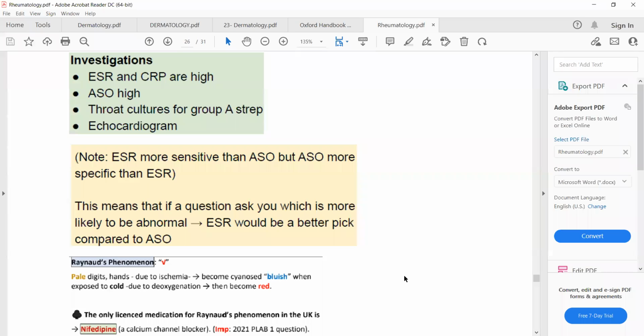So this was all about rheumatic fever, its management and diagnosis. I hope it's clear to everyone.